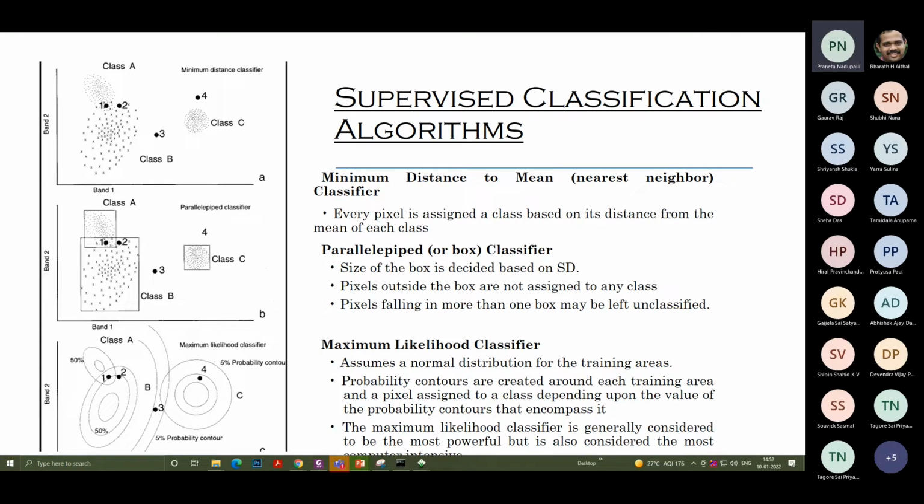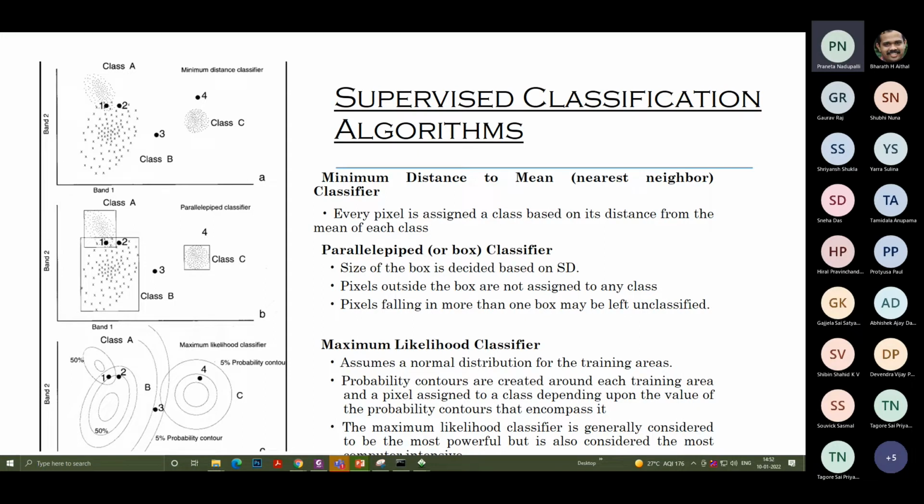The next is the parallelepiped or the blocks classifier. Here, on the basis of standard deviation, different boxes are taken. The limitation is that a pixel which is outside the box is not classified, it does not get assigned any class. And the pixels that fall into overlapping boxes may also be left unclassified.